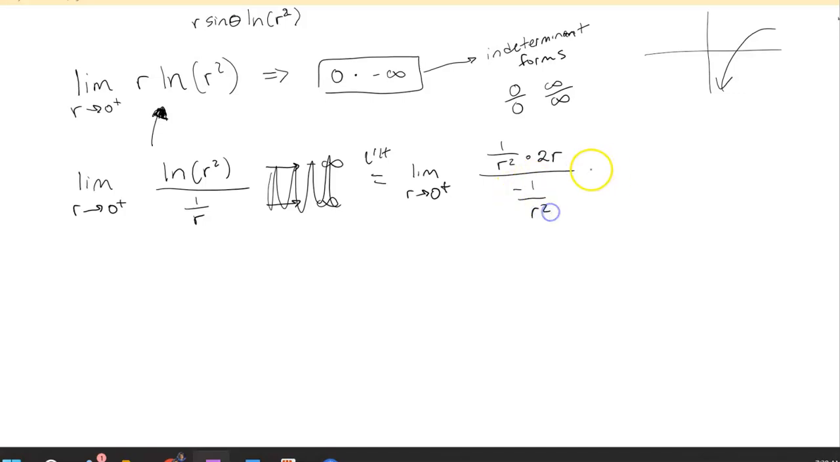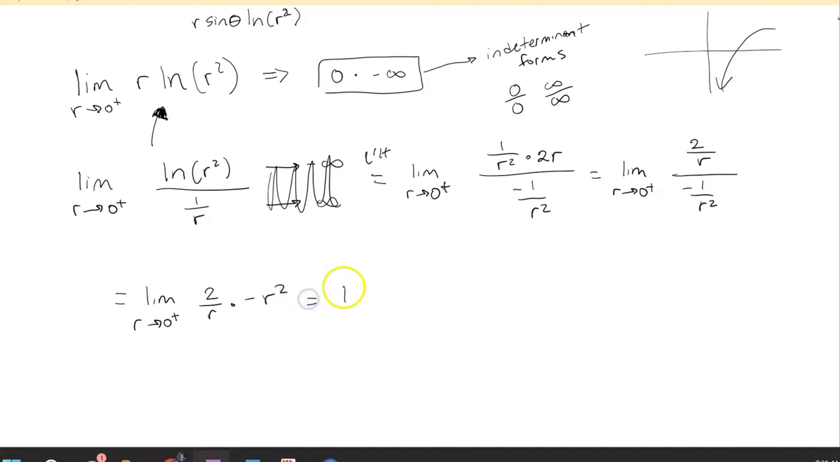over negative 1 over r squared, which is the limit as r approaches 0 from above of 2 over r over negative 1 over r squared, which we can rewrite as the limit as r approaches 0 from above of 2 over r times negative r squared, which one more time, the limit as r approaches 0 from above of negative 2r, which then equals 0.